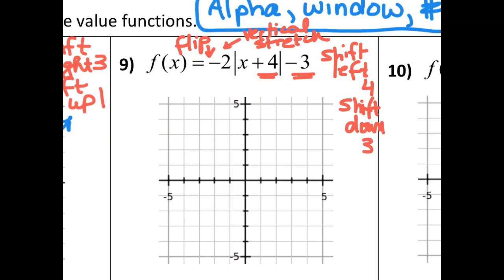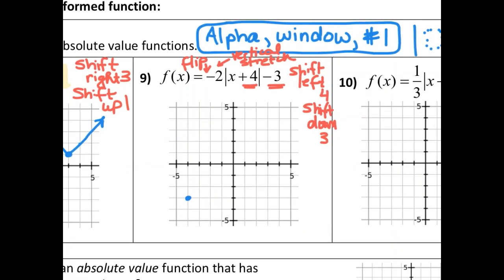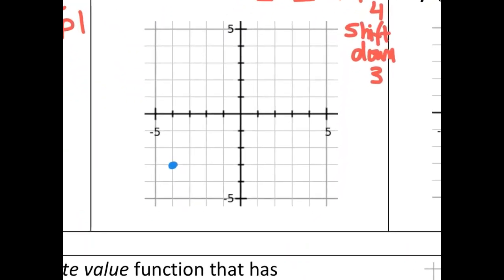I'm going to start with my shifts. So I'm going to shift left 4 and down 3. 1, 2, 3. I'm flipping that over, and it looks like I'm going to run out of space. My vertical stretch is a factor of 2, so remember that my slope is 2, so I'm going to go down 2 and over 1. And then on the other side it's symmetrical, and so my graph with that flip is going to basically look like this.